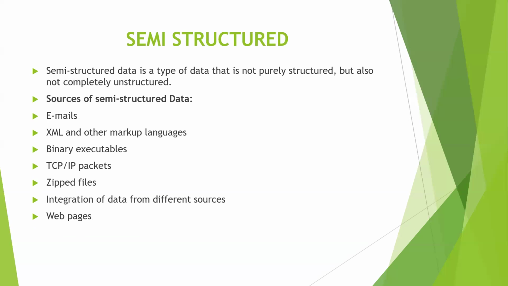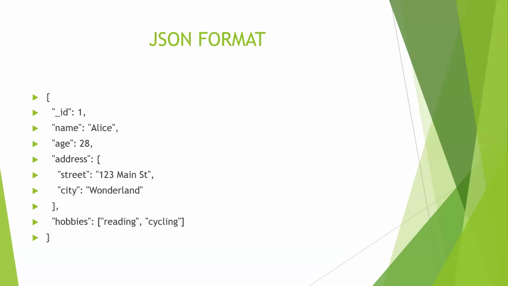Now, as I told you, the document type of data means JSON format data. This is the format which I have given over here.